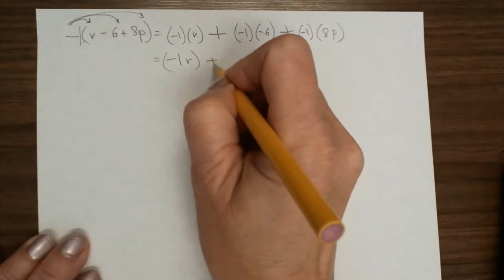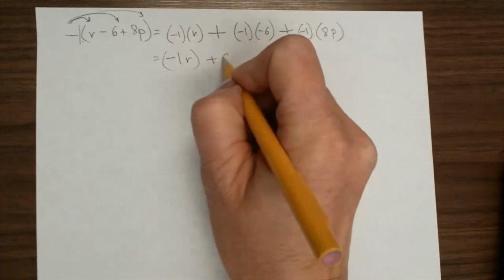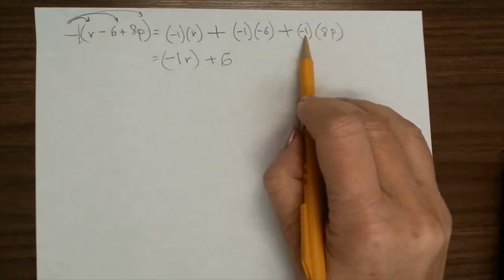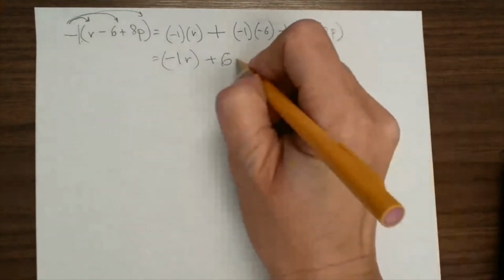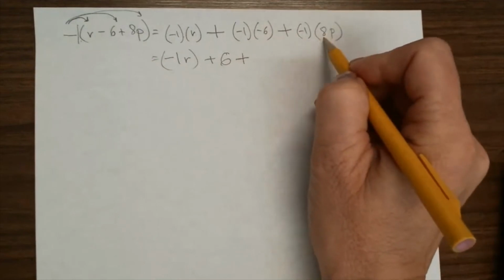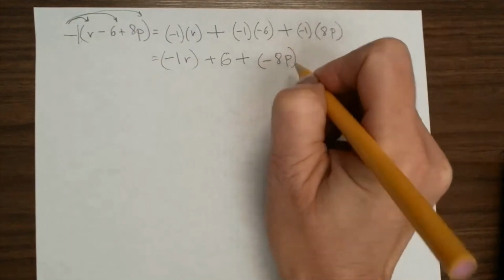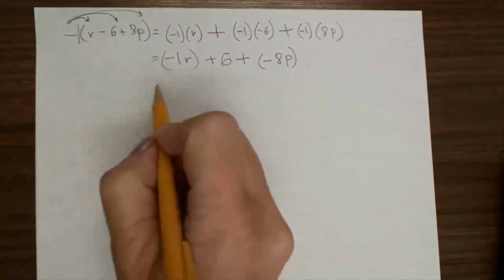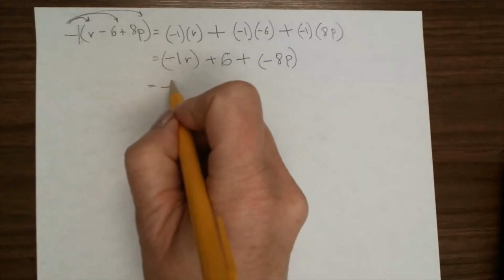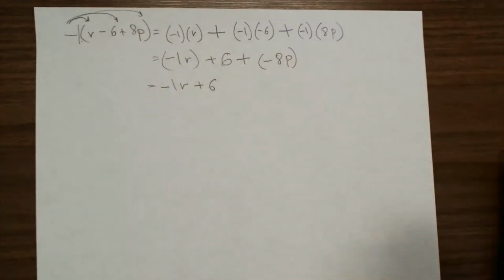Now, we have plus negative and negative. It will give you positive 6. I don't put positive 6 inside of parentheses. Negative 1 times 8, and remember we put positive sign, and negative 1 times positive 8 will give you negative 8p. Simplify. We don't have anything in front of this parenthesis, so it will be negative 1r plus 6. There is nothing to simplify here.